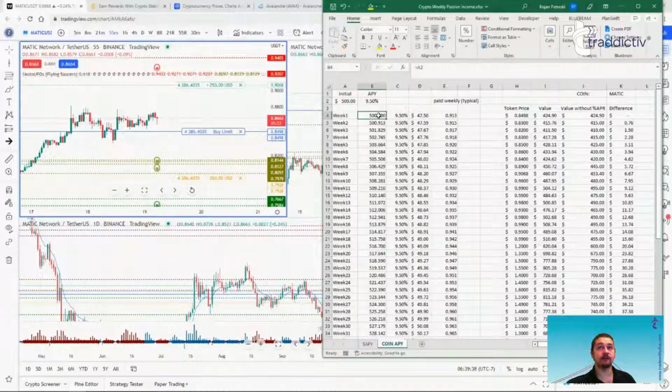All right. Yeah, this seems a little bit low though. Let me see. Yeah, this should be essentially at 9.5%. You'll be earning one token per week.